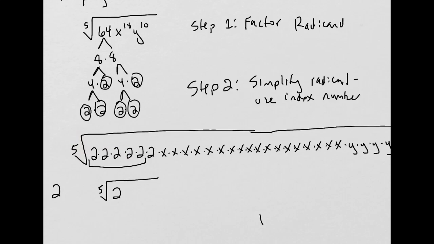Okay, so let's look at our x's. So I'm trying to make groups of 5, so the question is, how many groups of 5 can I make? Well, I've got one group of 5, 2 groups of 5, 3 groups of 5, and then I've got 3 x's left over. So from those 3 groups of 5, that means I can pull out 3 factors of x, so I can pull out an x cubed, and then there are 3 factors of x left underneath my radical.